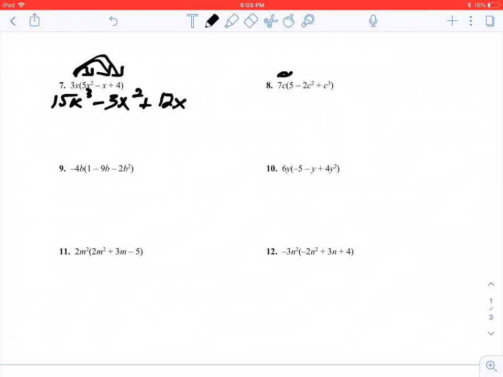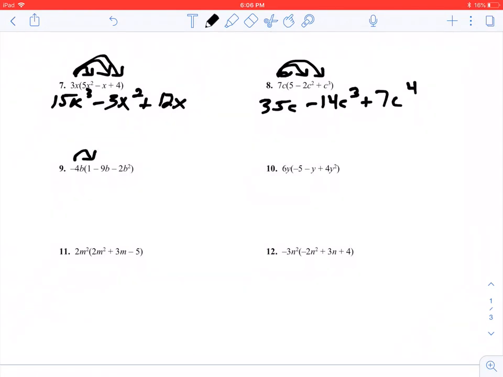7c is going to get distributed to all 3 things. So 7c times 5 is 35c. 7c times negative 2c squared is negative 14c to the third. And 7c times c to the third is positive 7c to the fourth.